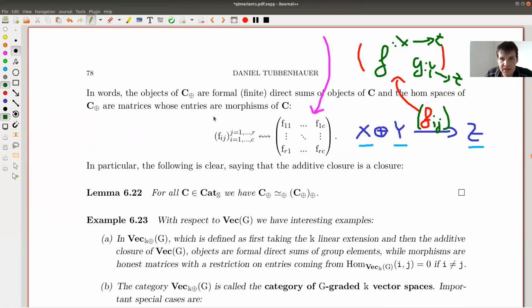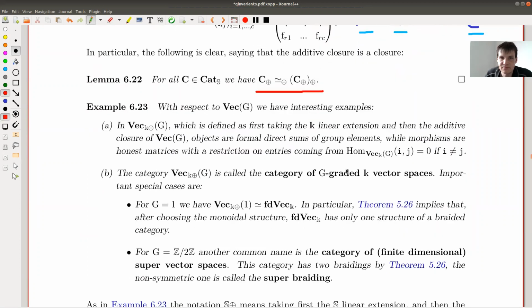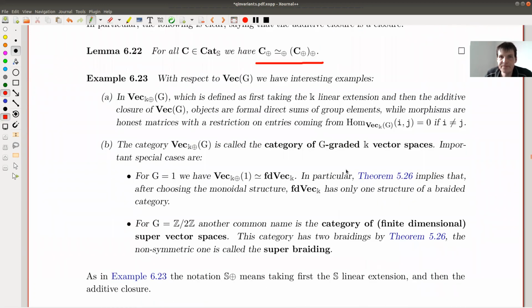And why is it called additive closure? You will see the example in a second, but it's called additive closure because if you do it twice, nothing changes. So the additive closure of the additive closure is the additive closure.